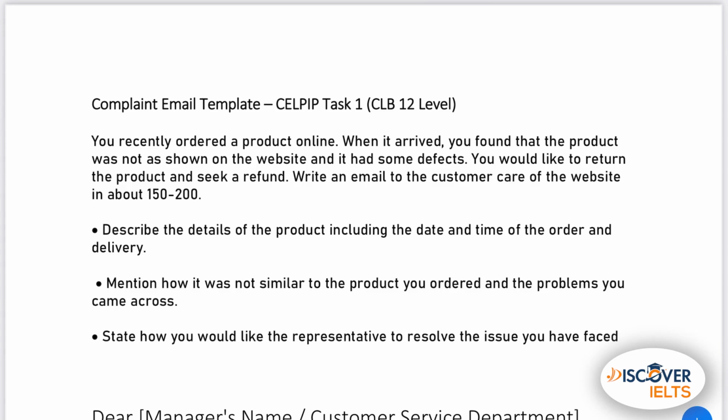So CLB 12, right? So it's an email that is a complaint email. You have to write this email to the customer care of the website. The product ordered online arrived, and you found it not as shown on the website, so it had some defects. So that is a complaint email. Very important point, you have to cover all these 3 points in your email. So let's break down the template step by step.